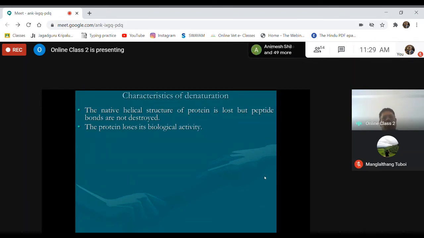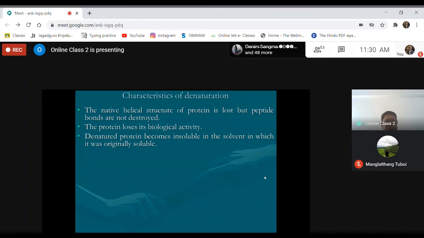Next, the protein loses its biological activity, like the enzymes. The enzymes will perform their active function only when they are in native conformation. But if the enzymes are denatured, they cannot perform their activity, meaning the biological activity is lost. The denatured protein becomes insoluble in the solvent in which it was originally soluble. That is what I mentioned on the previous slide, that proteins may become insoluble when they are denatured.